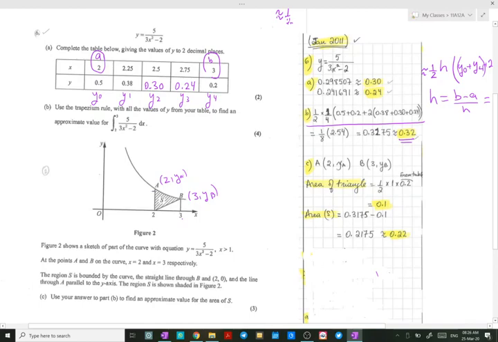If you want to find the y of A, you go to the table where x is 2. This is the y of A, so 0.5, and for the y of B, you just draw the line parallel to the x-axis, and when x is 3 in the table, the y is 0.2. So this is how we find the y of A and the y of B using the table.